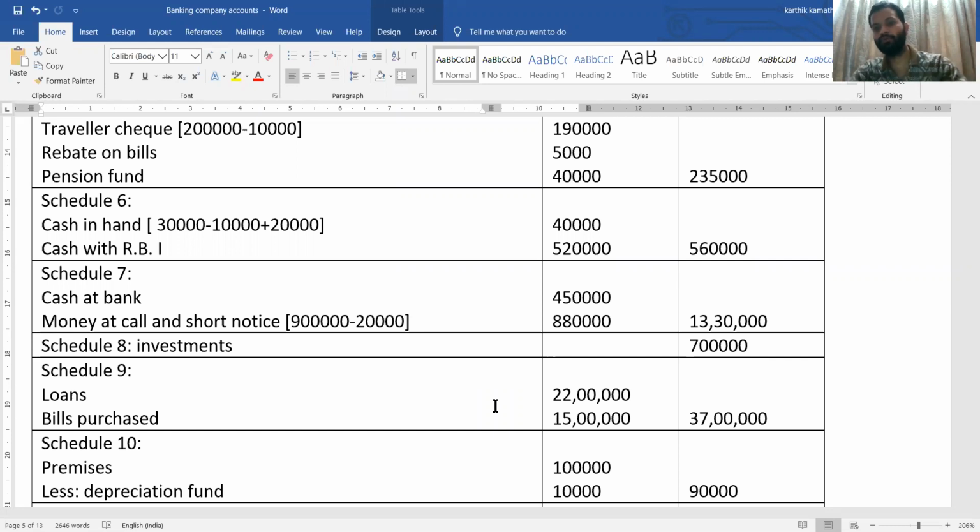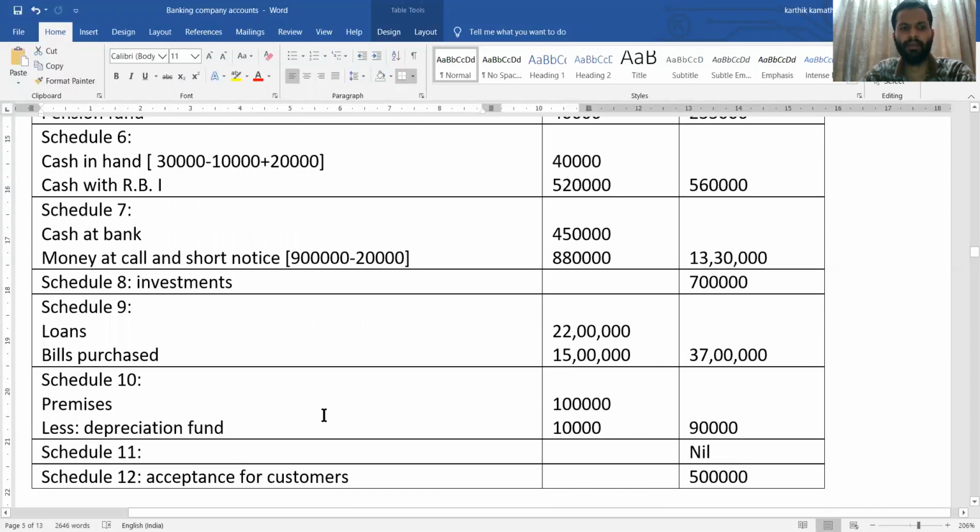Provision for bad debts, you need to deduct from advances. So here advances means under schedule number 9, loans and advances, right? From this amount, if there is any bad debt provision given, you need to deduct that. Now bills purchased is 15 lakh, directly given. So total schedule number 9 is 37 lakh, 22 lakh plus 15 lakh.